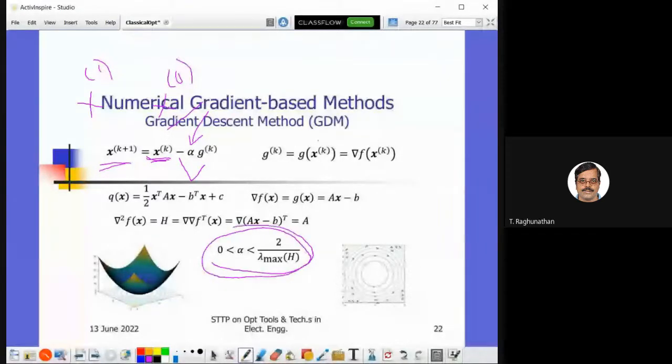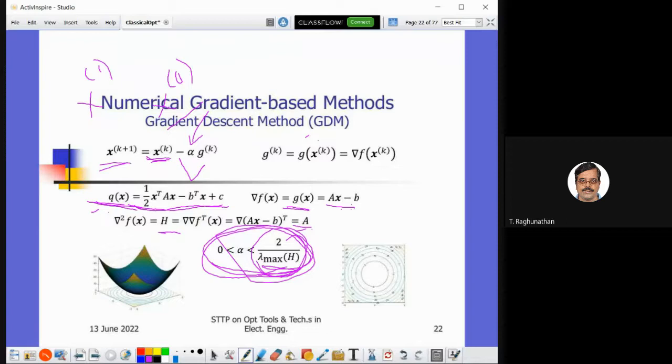The substance of what I want to tell you is there is a maximum step size that you need to be less than. That maximum step size is given by 2 by lambda max of H, where H is the Hessian. How you get this Hessian is you approximate the function by some Q for quadratic. It can be written in this form: half of x transpose Ax minus b transpose x plus c. If you have this Q in this form, then g is Ax minus b and H is A.